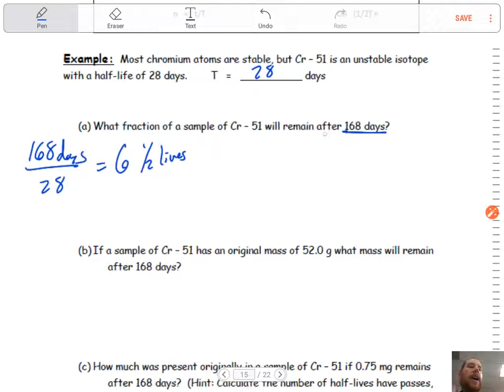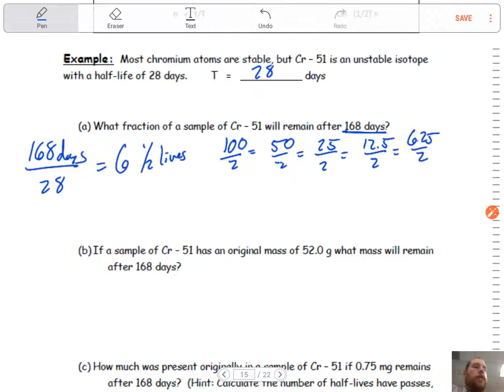If you're trying to figure out how much will remain, this is just, what fraction? You can put it in decimal or fraction form. There are a couple of ways you can do it. If you want a decimal or a percentage, you could take 100 and start dividing it by 2 until you've divided it by 2 six times. So 100 divided by 2 is 50, then 25, then 12.5, then 6.25.